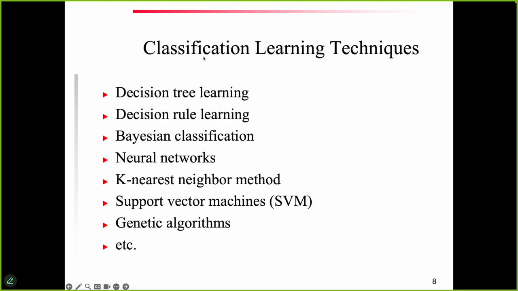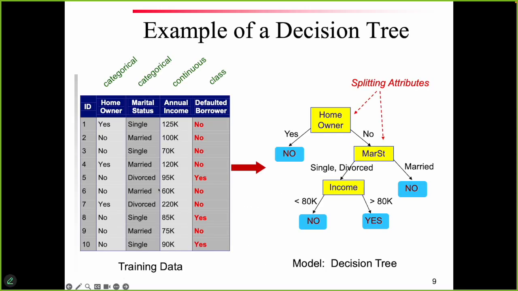And then here are just some of the classification learning techniques. As I mentioned, I'm going to cover some of these during this course, such as decision tree learning, decision rule learning, Bayesian, neural network, and KNN. Neural network if we have time, but KNN for sure. And we also see an example of a decision tree.